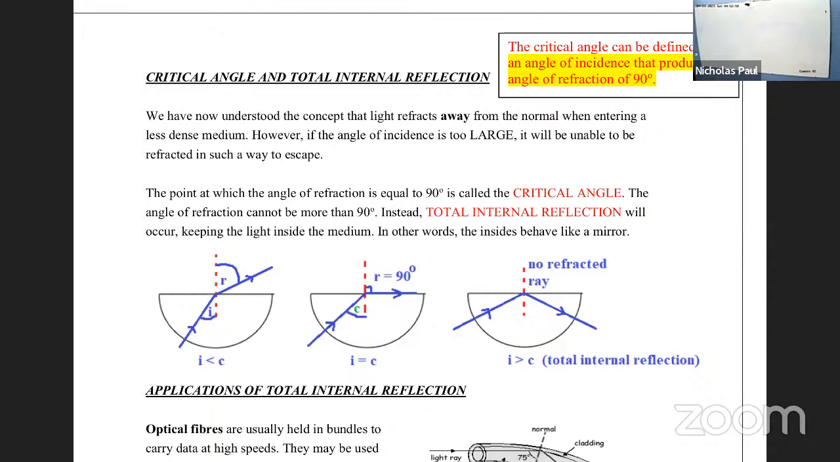You don't need past papers. I'll just use the soft copies. Next day we'll start looking at past papers. In this simulation, you would have seen the same thing: as the angle of incidence got larger, total internal reflection happens.